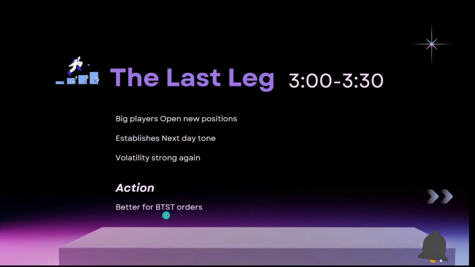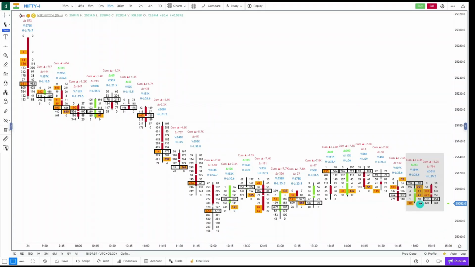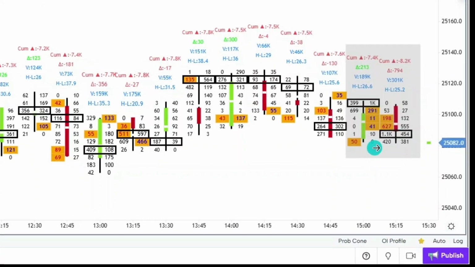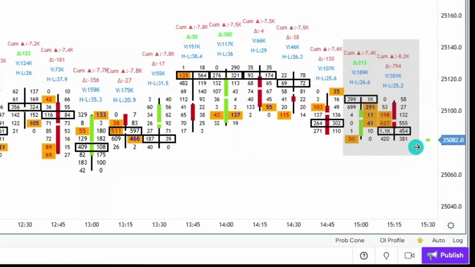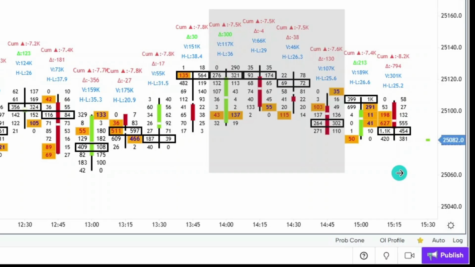It is better for BTST orders. How does it look? There will be sudden moves, and you will see some kind of unfinished business at the lower levels, like you are looking at this 423.81, and there is a good unfinished business. So on the next day, if at all a fair gap up or anything is there, prices try to come to these levels. In the last 45 minutes or 1 hour, spikes happen. These spikes give us how to trade the next day.